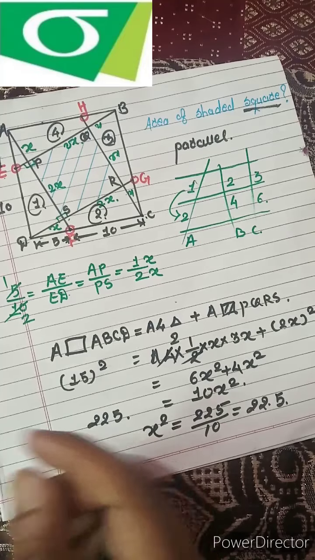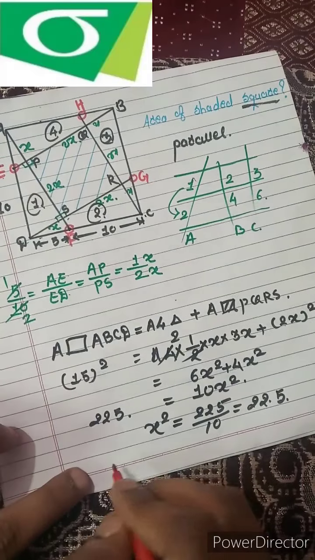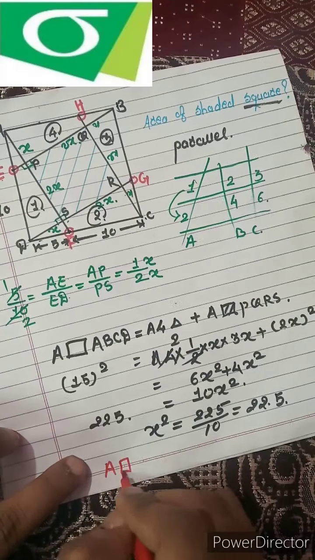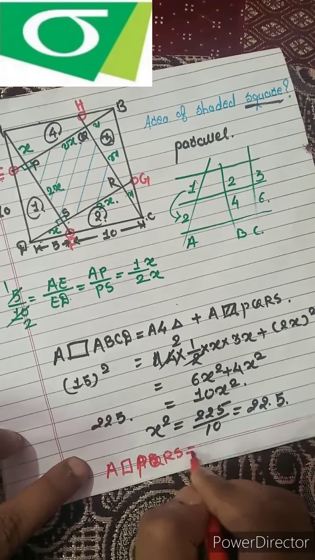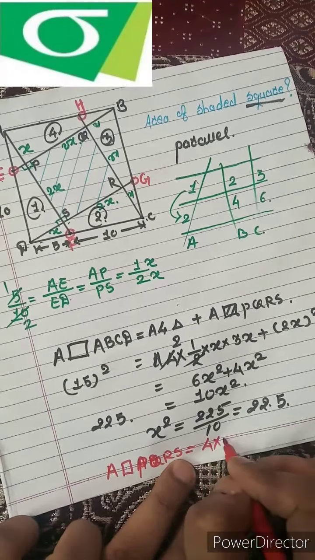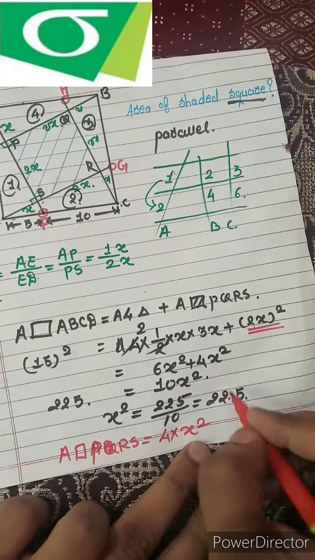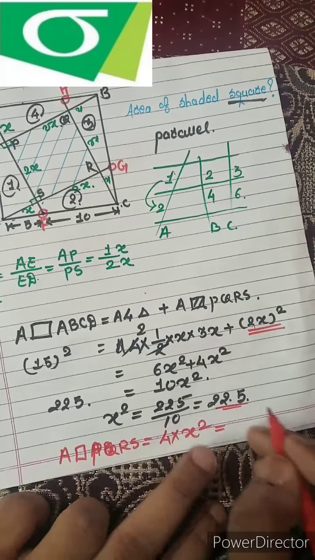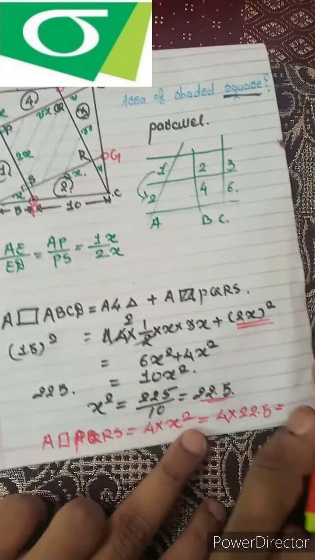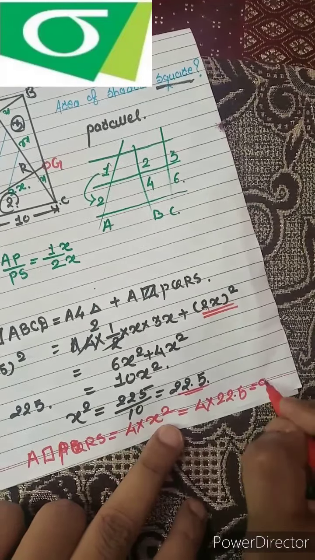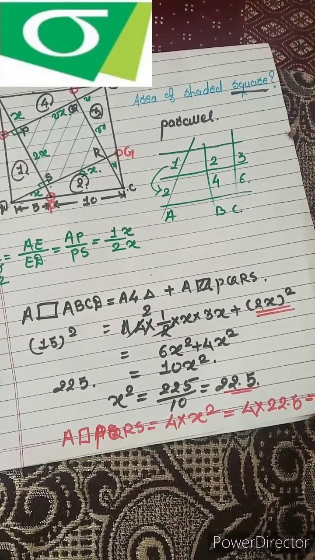x squared, or rather the area of the shaded region. So how are you going to find the area of the shaded region? It is the area of square PQRS, which is equal to 4 into x squared, because 2x squared means 4x squared. So just put the value of x squared, which is 4 into 22.5, which we can say is 90 centimeter squared. Okay, understood? Thank you for watching.